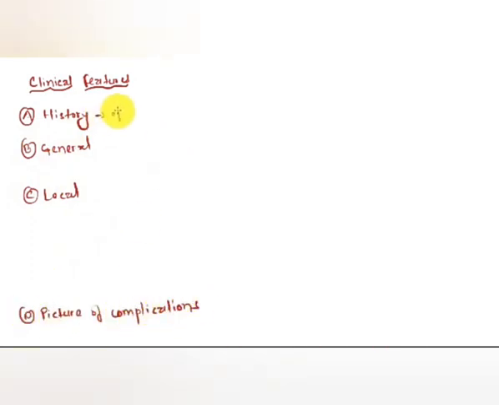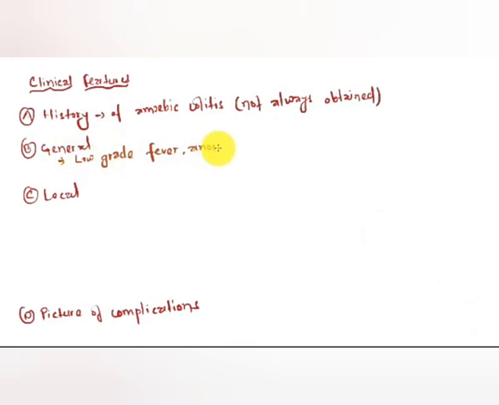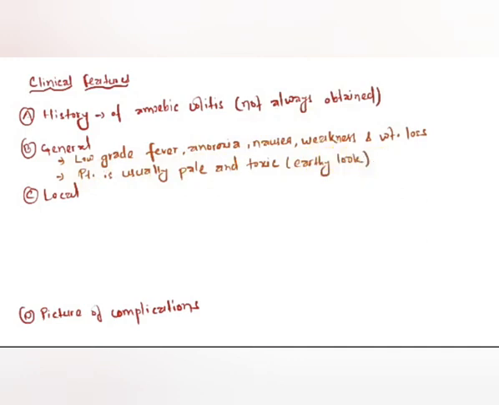The clinical features, we talk about history, general picture, local picture, and the picture of complications. In history, we will find the history of amoebic colitis in most cases, but it's not always obtained. Low-grade fever is present with other constitutional manifestations like anorexia, nausea, weakness, and weight loss. Patient is usually pale and toxic, thus giving an earthy look.